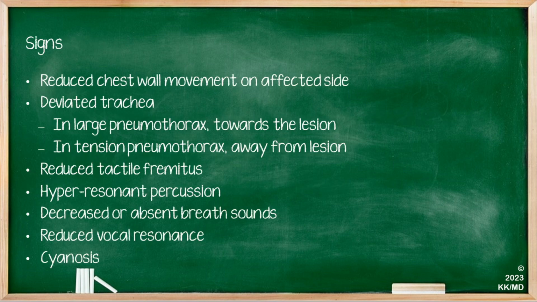When you examine someone with a pneumothorax, they will have reduced chest wall movement on the affected side. Their trachea will be deviated, and it's important to note which side the deviation takes place. So in a large pneumothorax, the deviation of the trachea will be towards the lesion, whereas in a tension pneumothorax, it will be away from the lesion. There is reduced tactile fremitus, as well as hyperresonant percussion over the affected area. There will be decreased or absent breath sounds, as well as reduced vocal resonance, and the person may be cyanosed.